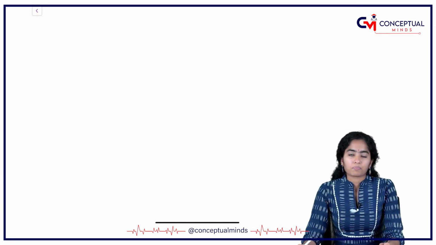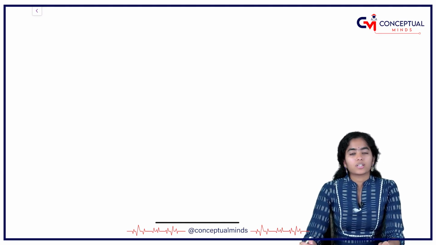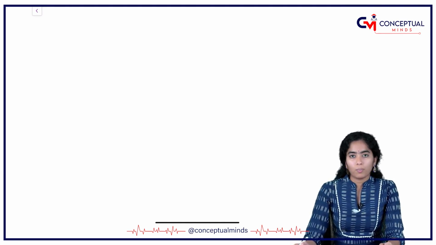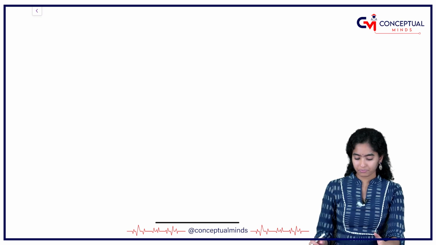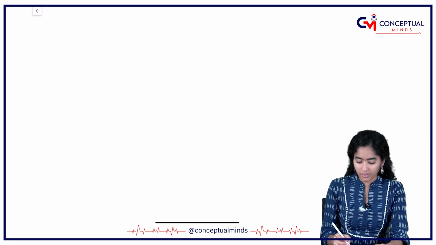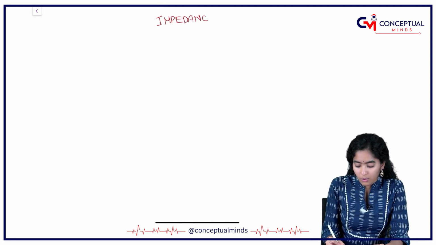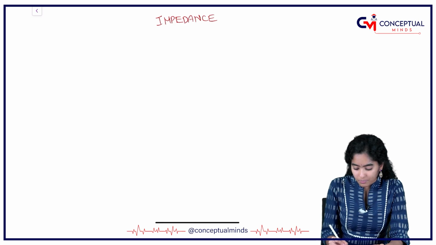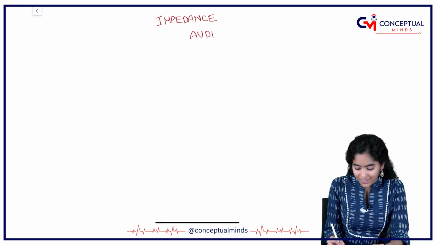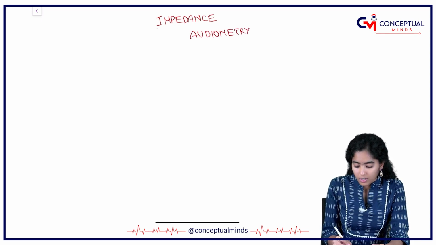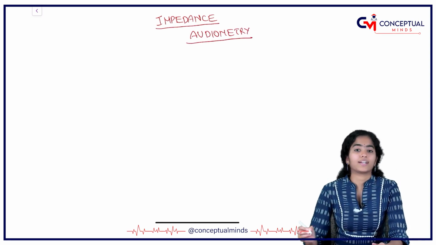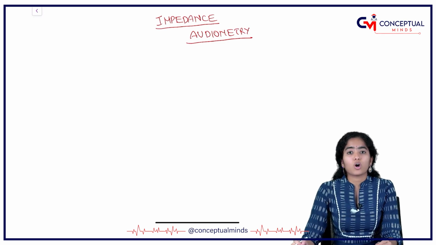Welcome dear students. In this video let us learn about the last type of audiometric test, that is impedance audiometry. It's very important. Impedance audiometry. Now the speciality about impedance audiometry is it is an objective test. Pure tone audiometry, speech audiometry, they are all subjective, but impedance audiometry is an objective test.